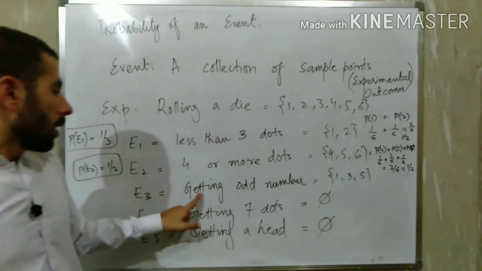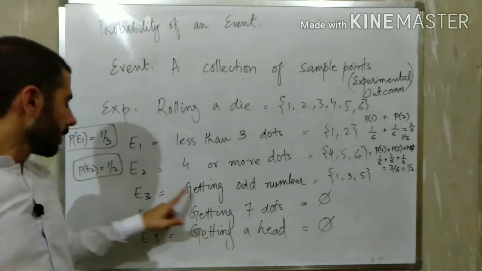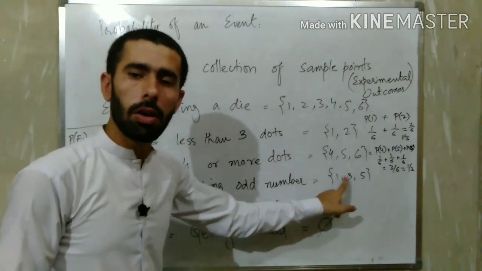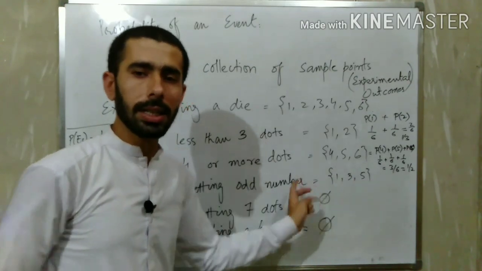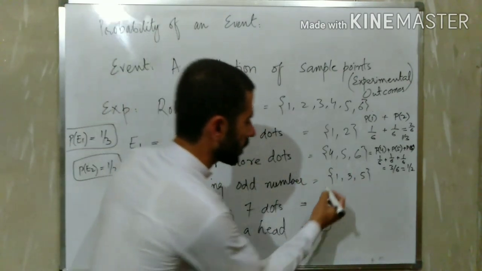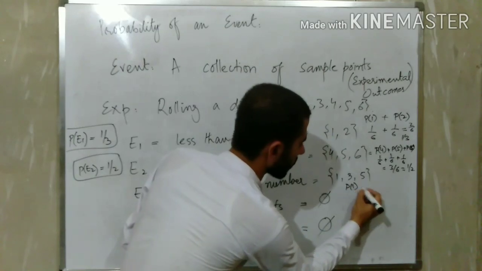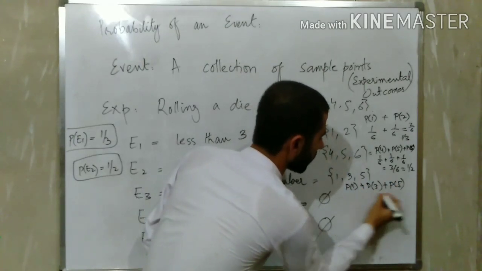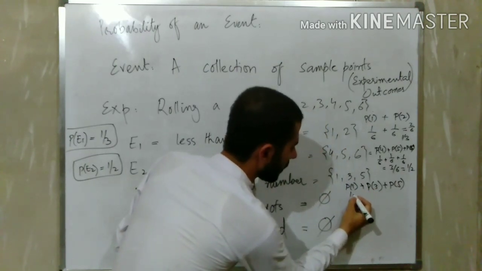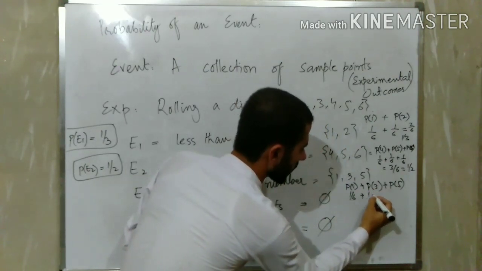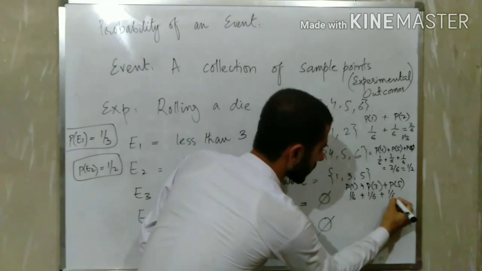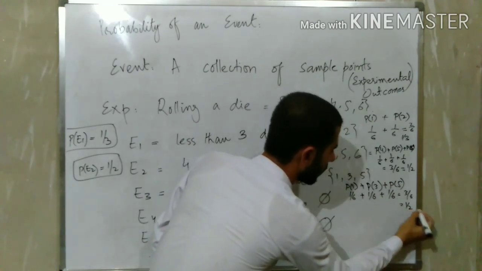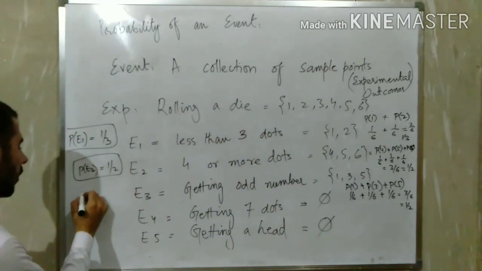Similarly, the probability for the third event would be finding the probability of all the components of that event and then summing those probabilities. So this would be the probability of getting 1 plus the probability of getting 3 plus the probability of getting 5. As we know that the probability of getting 1 is 1/6, this is also 1/6, and this one is also 1/6. So again this would become 3/6 or a half, and we would say that the probability of event 3 is a half.